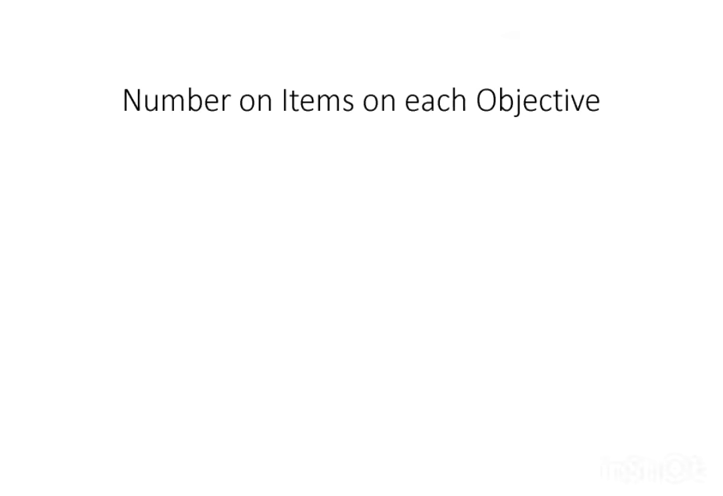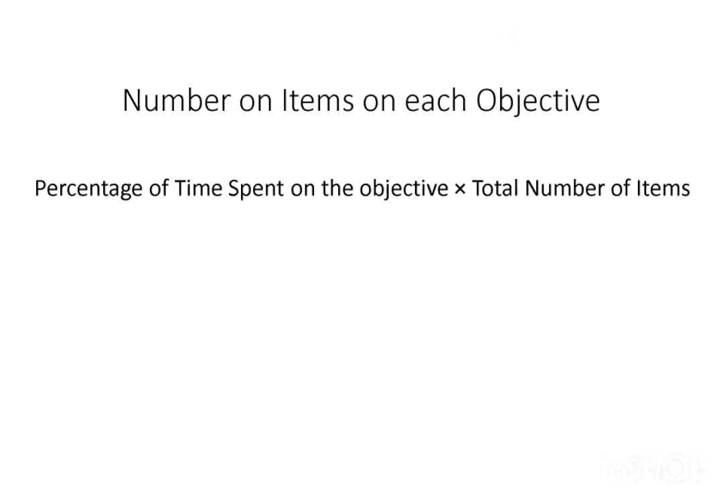This is how we calculate the number of items on each objective. So we're going to use this formula. Percentage of time spent on the objective multiplied by the total number of items. So here we have 40% of time spent on a particular objective, and we'll multiply that by 5, and that will give us 2 items.